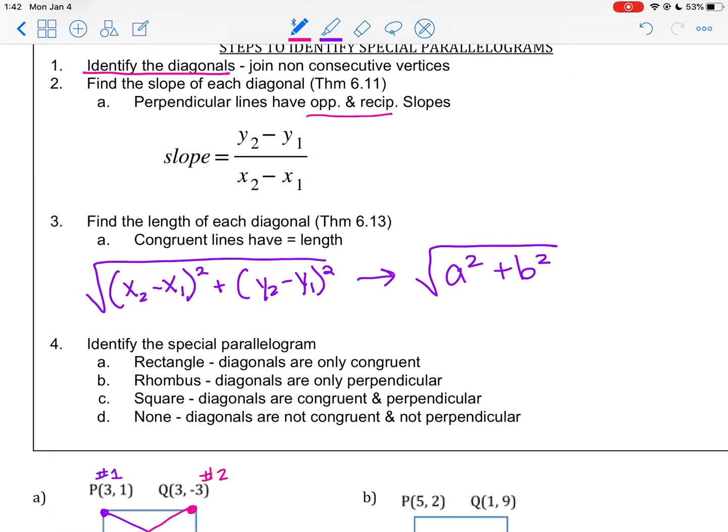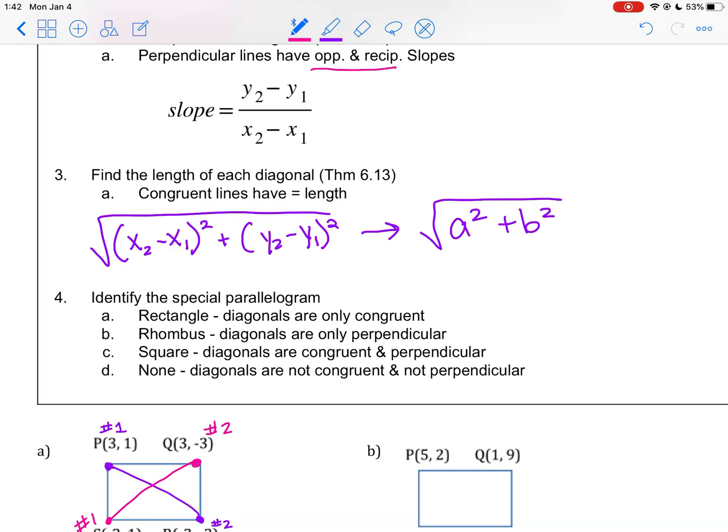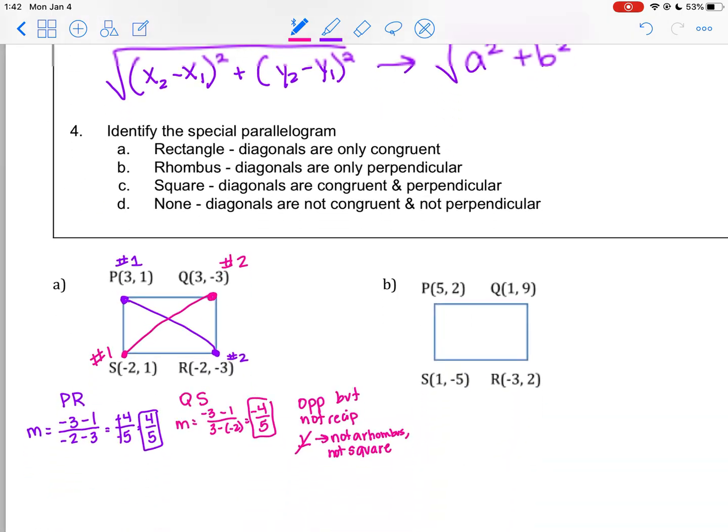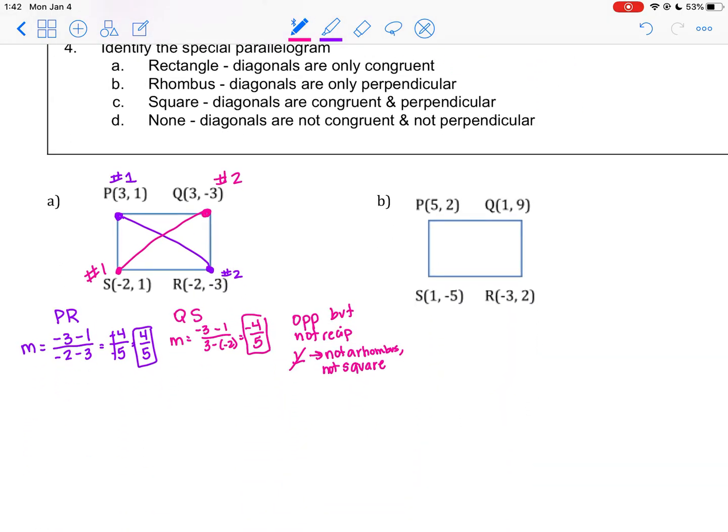So to figure out if it's a rectangle, I'm going to use theorem 6.13, which says that the lengths are congruent. Each diagonal is congruent in length. So we're going to use the distance formula, which is the first thing that's listed, or the Pythagorean theorem, where you think about each ordered pair and how far apart they are.